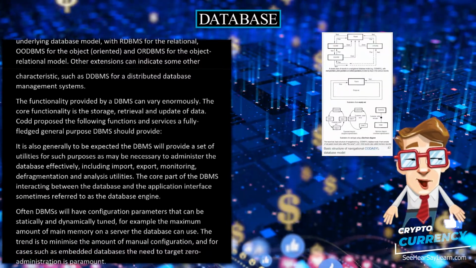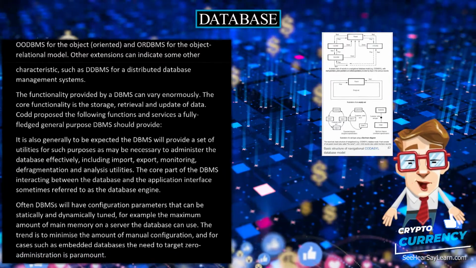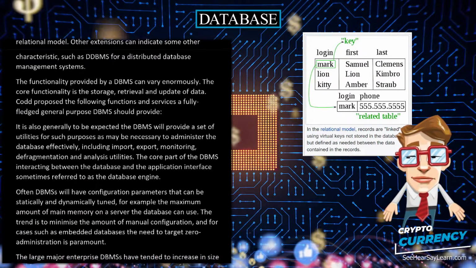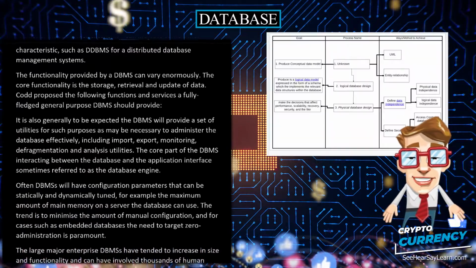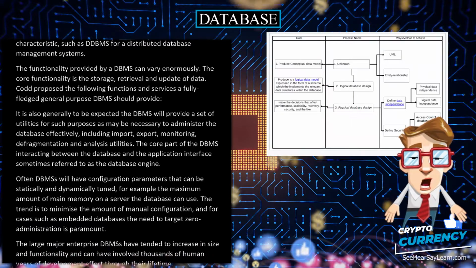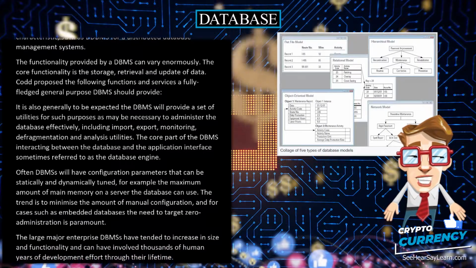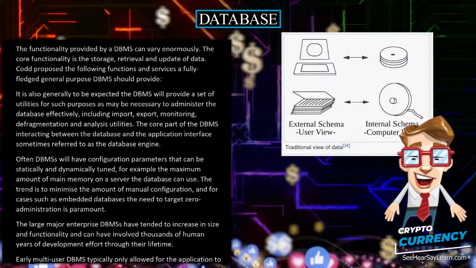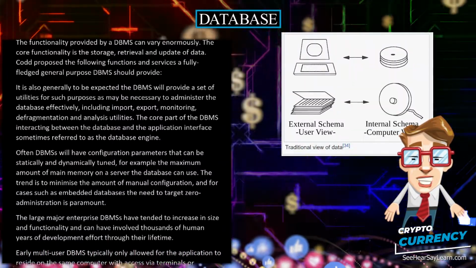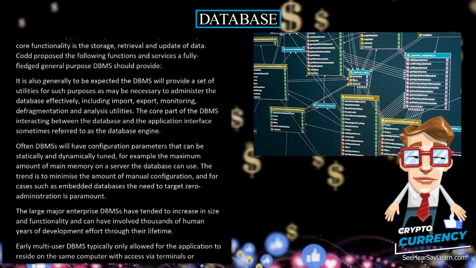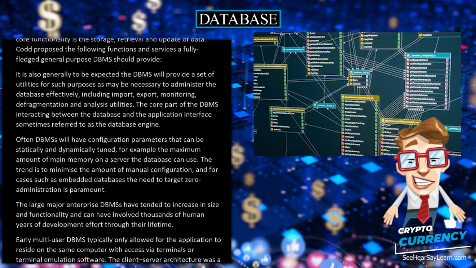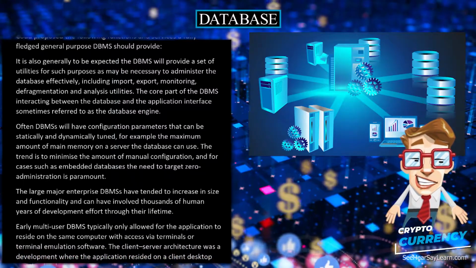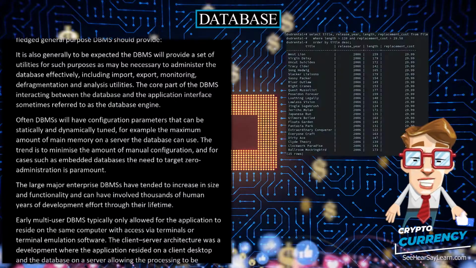It is also generally to be expected that a DBMS will provide a set of utilities for such purposes as may be necessary to administer the database effectively, including import, export, monitoring, defragmentation and analysis utilities. The core part of the DBMS interacting between the database and the application interface is sometimes referred to as the database engine. Often DBMSs will have configuration parameters that can be statically and dynamically tuned, for example the maximum amount of main memory on a server the database can use.